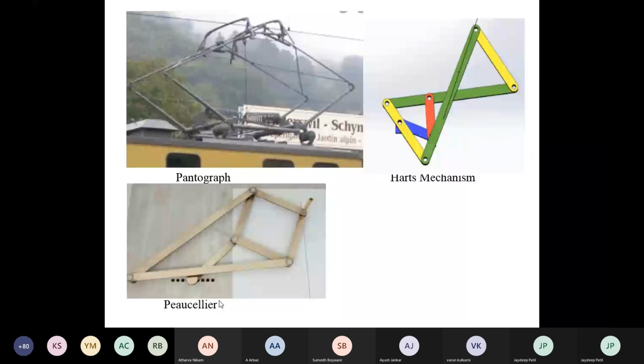Now next is your Peaucellier mechanism. See here the Peaucellier mechanism. If you want to make a mini project, you can do it. Like this, these are wooden strips, and these are joined by using pin joints. Means there is a relative motion between them. See here, this one. Now here is the B point.